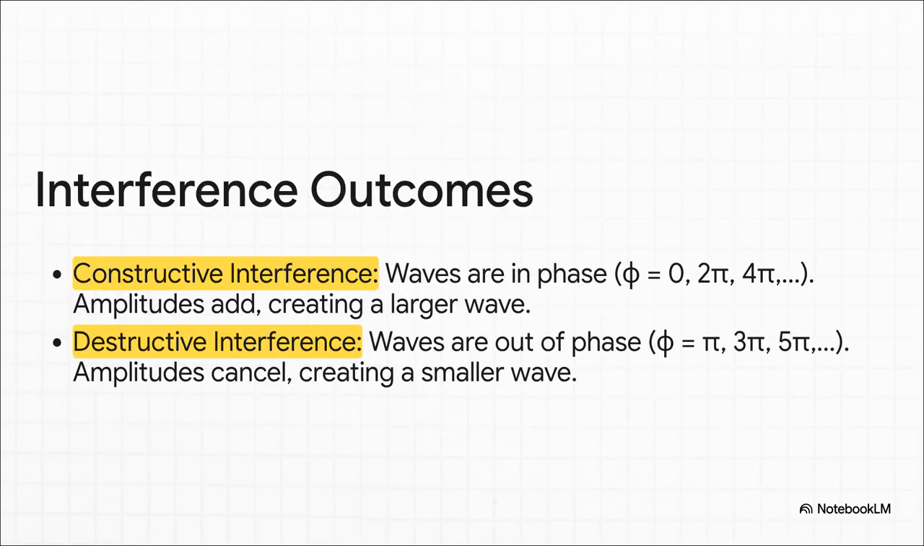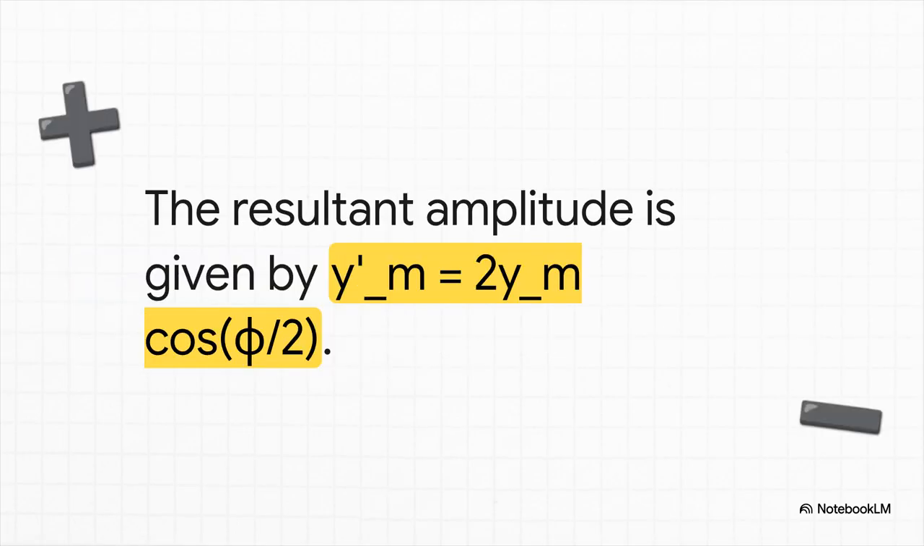And this leads to two really cool outcomes. If the waves are perfectly in sync, a peak meeting a peak, they build each other up. We call that constructive interference. But if they're perfectly out of sync, a peak meeting a trough, they cancel each other out, and that's destructive interference. And of course, physics gives us a beautiful little equation to describe this perfectly.